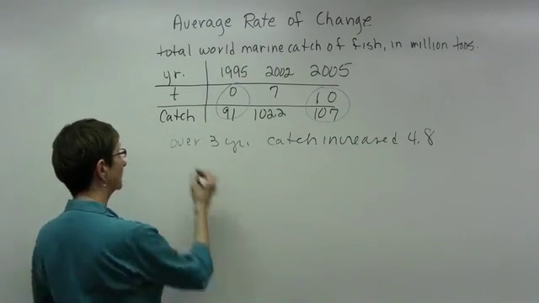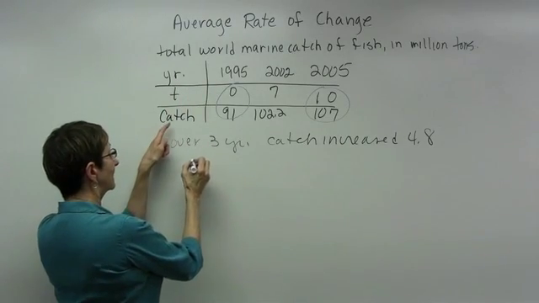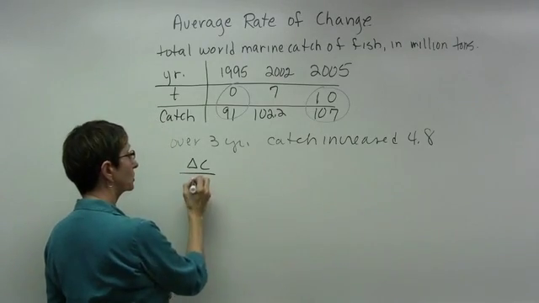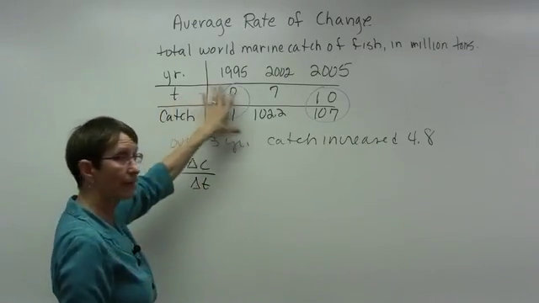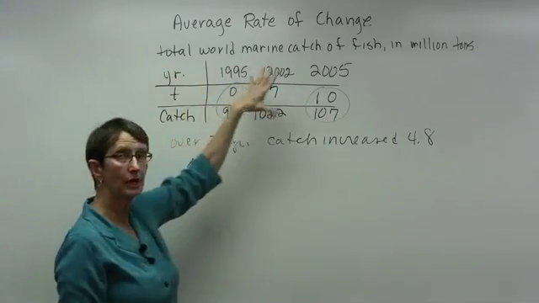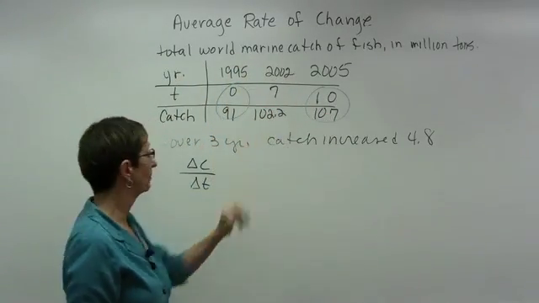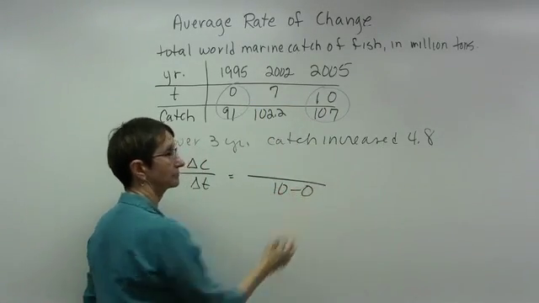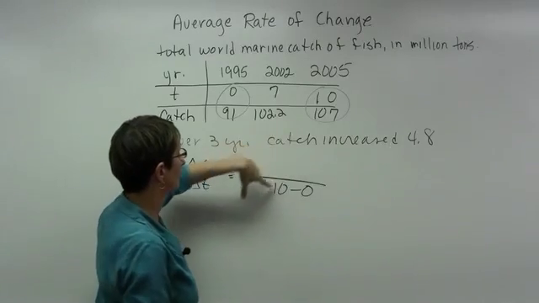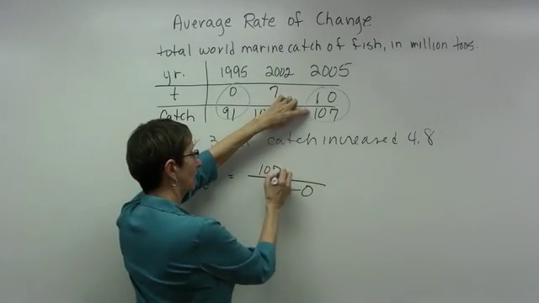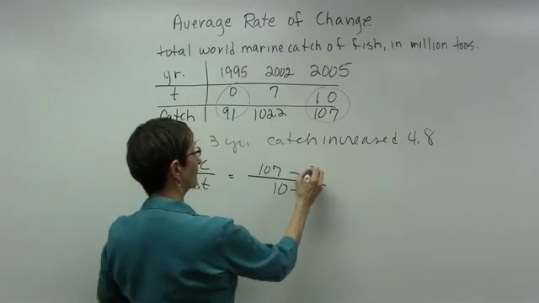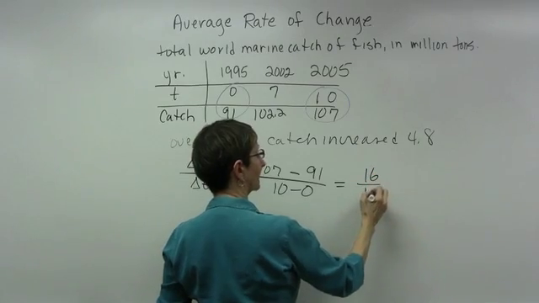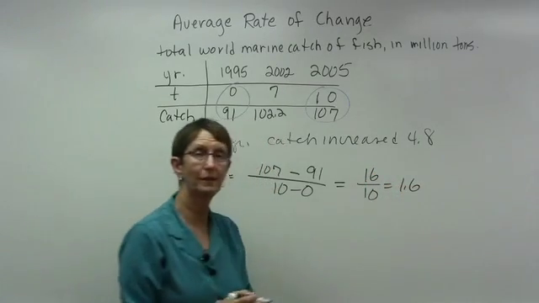So average rate of change, I think of this as on top is the change in catch, because that is my function name, over the change in t, that is my time. I'm working with my t's and not my years, although for this problem it really doesn't matter. So I'm going to put t's in first, 10 minus 0. My catch, 10 was 107 million, minus, to go with the 0, was 91 million. I subtract, 16 over 10, and that gives me a decimal of 1.6.